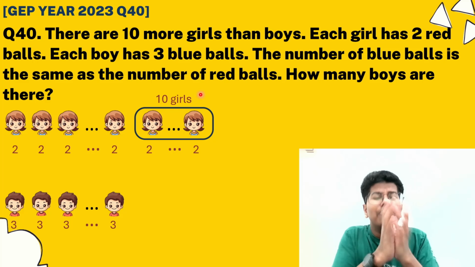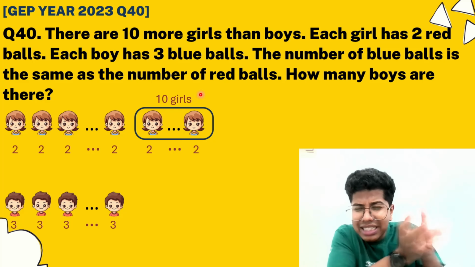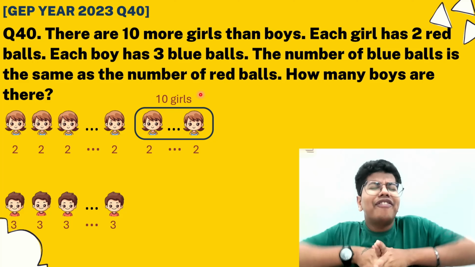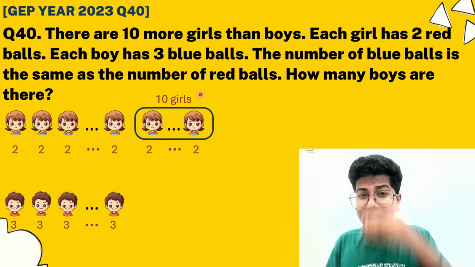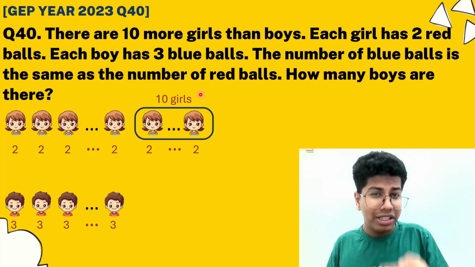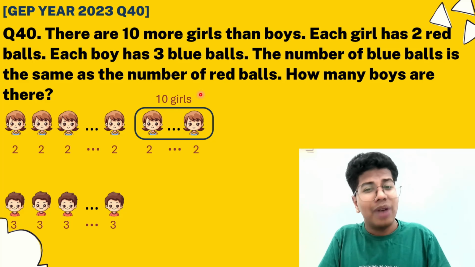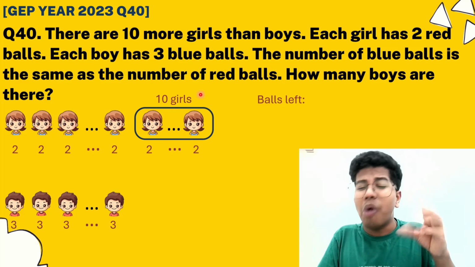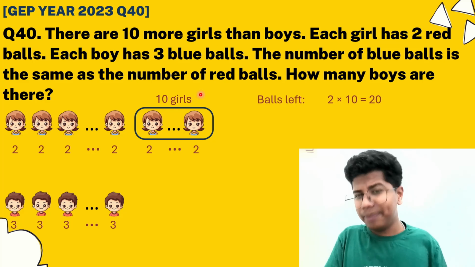Now this 20 balls, the question says the blue balls are equal to the red balls. So let's say if I have to distribute this 20 balls, this means there's an equal number of girls and boys. Now, if there's an equal number of girls and boys, what we can first find out is the total change. That is the number of balls left to distribute, which is nothing but 2 times 10, which is 20.